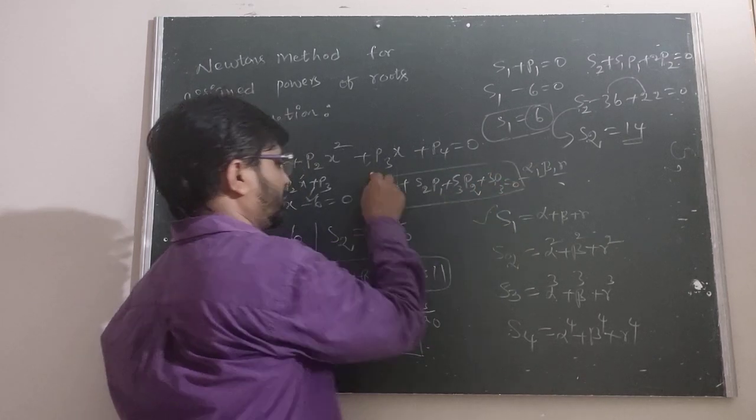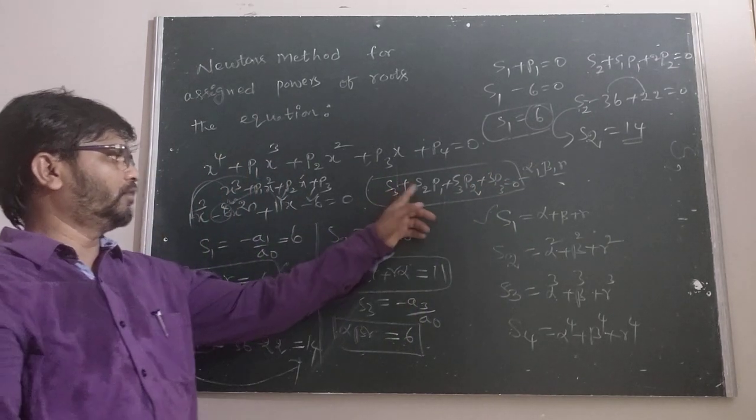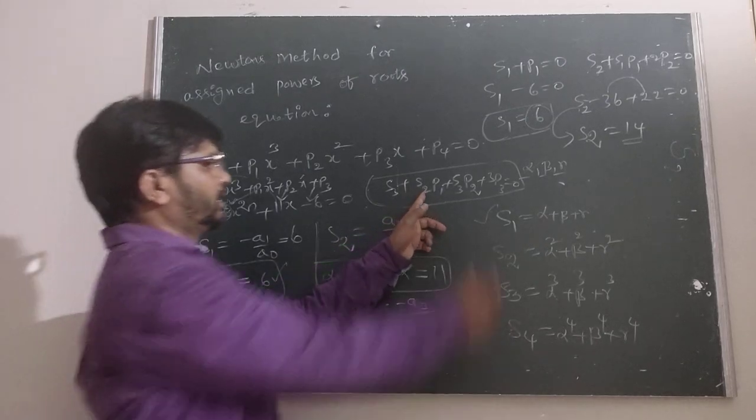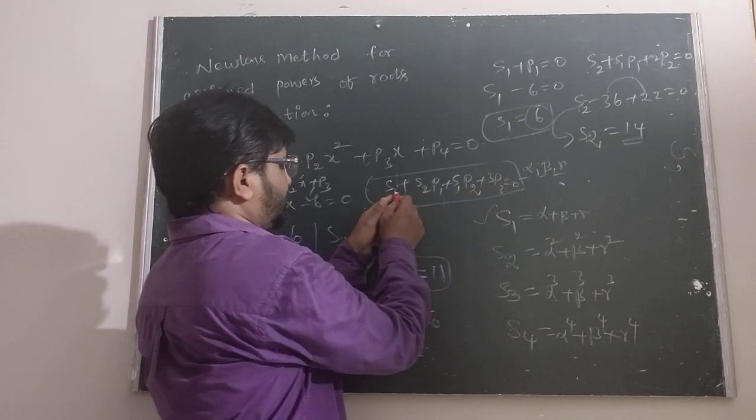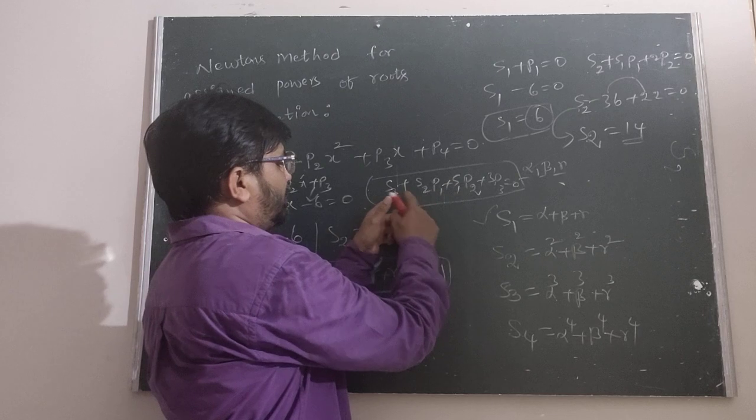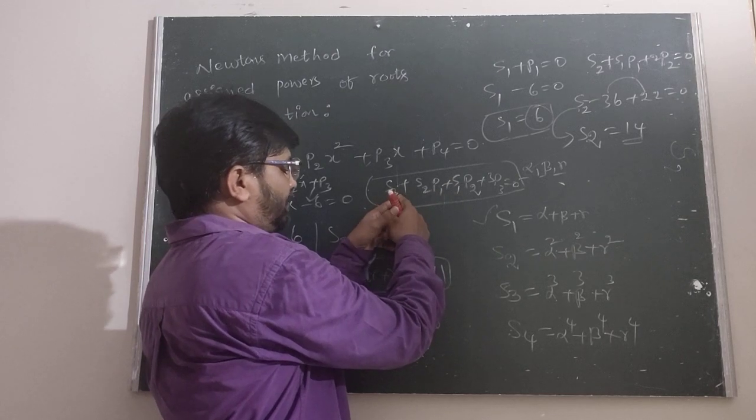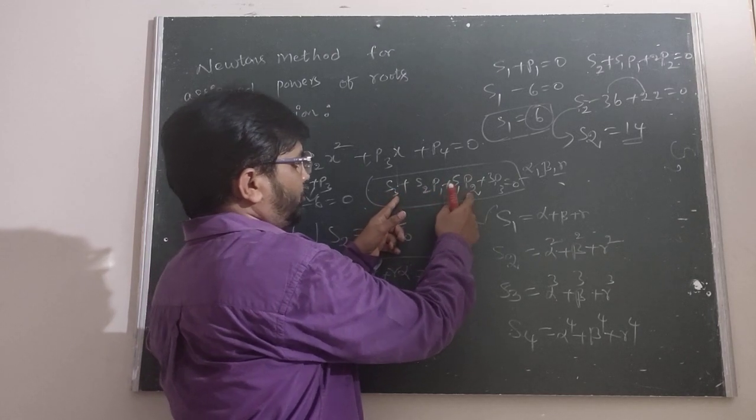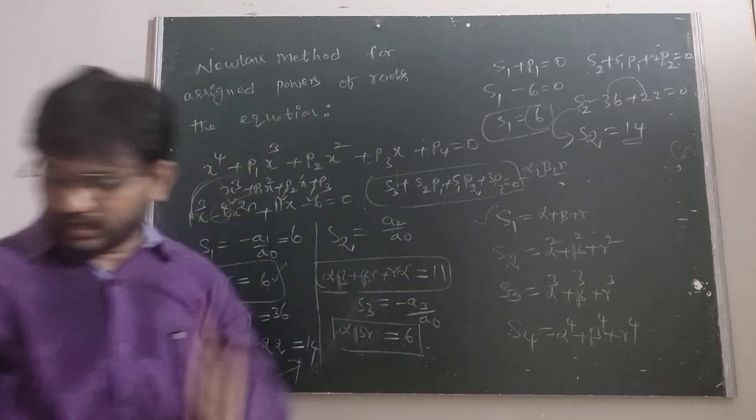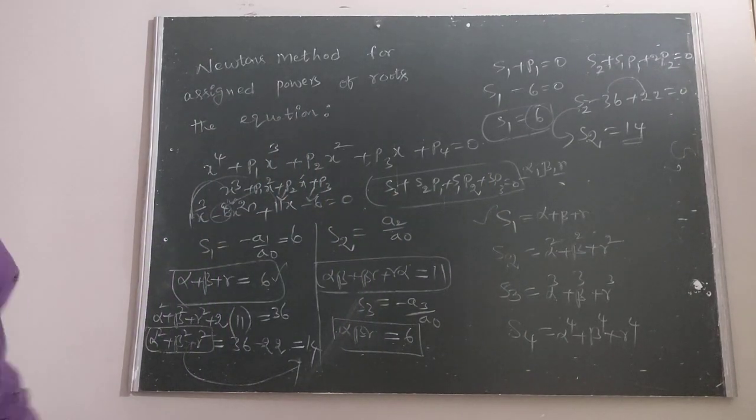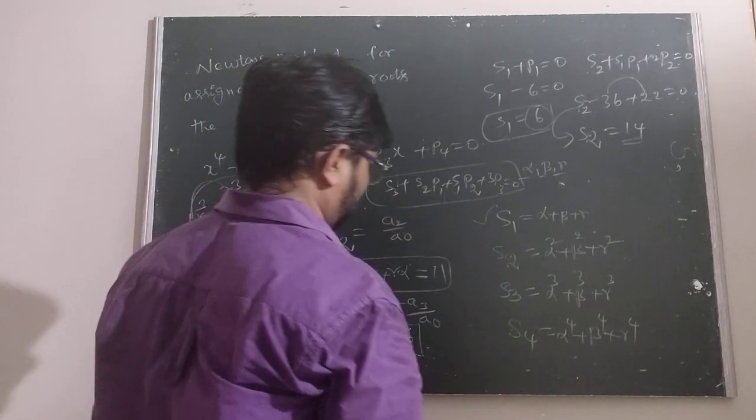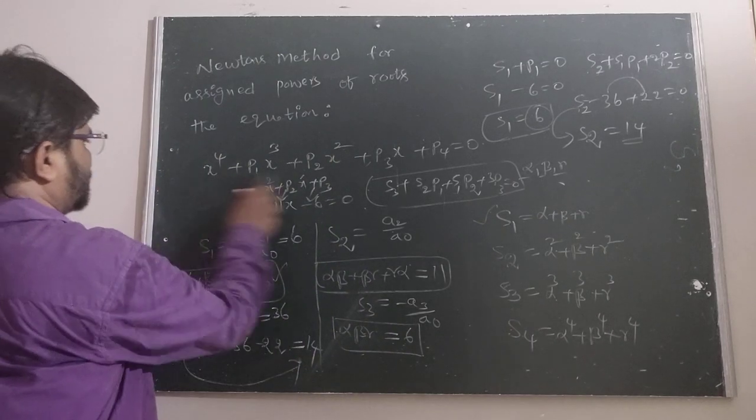We observe here, first you can write S3, then S2, then S1. So it is decreasing 3, 2, 1. But the first term does not contain the P term, then P1, P2, and next P3. This is the formula to find S1, S2, S3 by using Newton's rule.